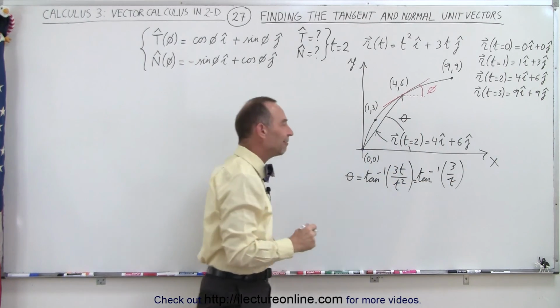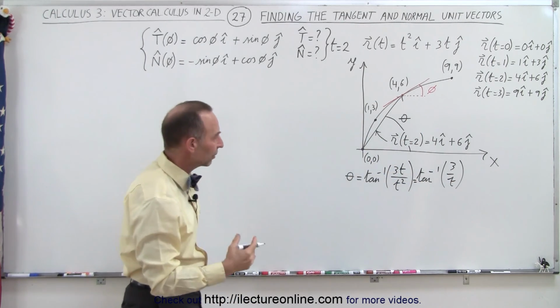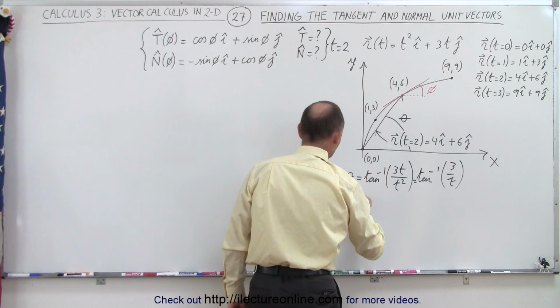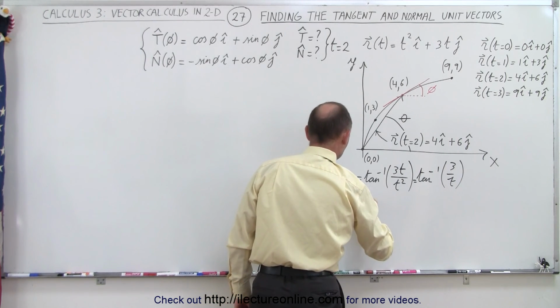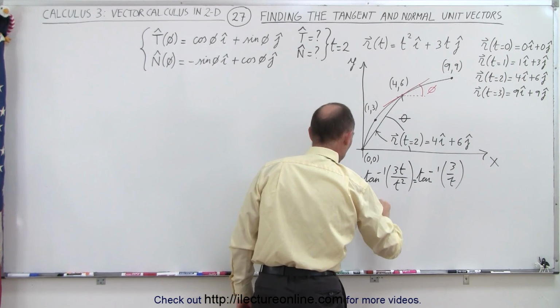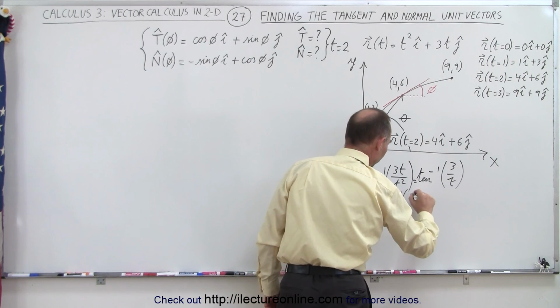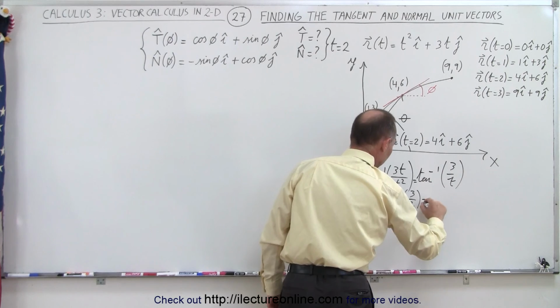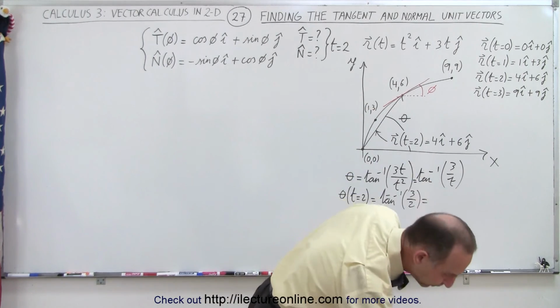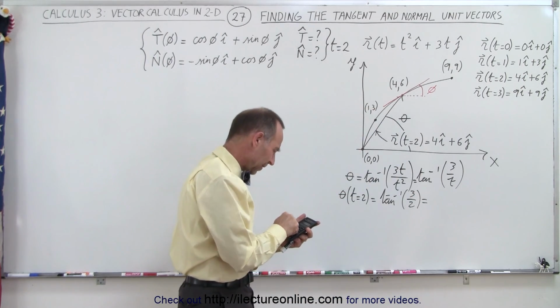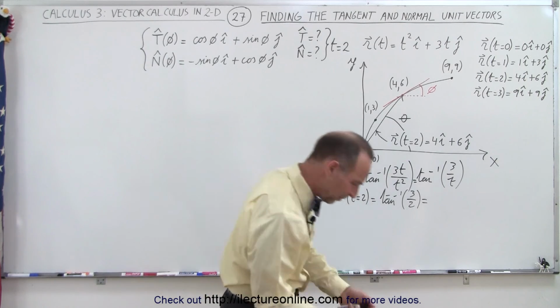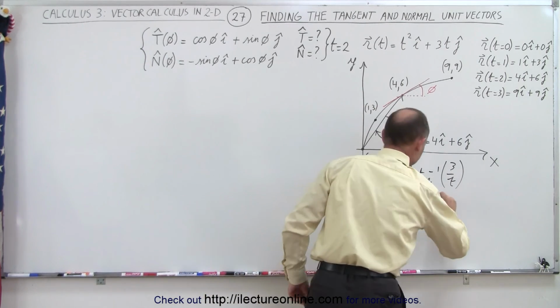And then if we want to evaluate that for a particular value of t, the angle theta at t equals 2 is equal to the inverse tangent of 3 over 2. And let's see what that's equal to. So 1.5, take the inverse tangent: 56.31 degrees.